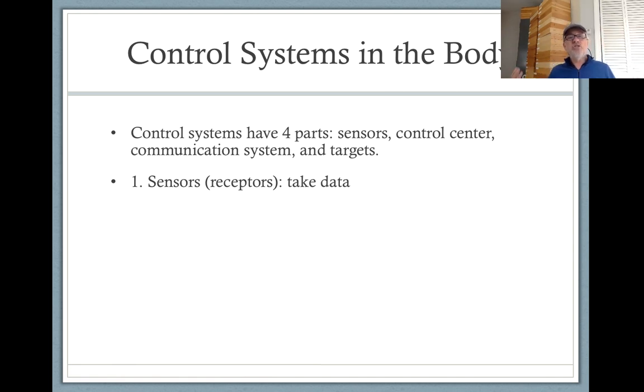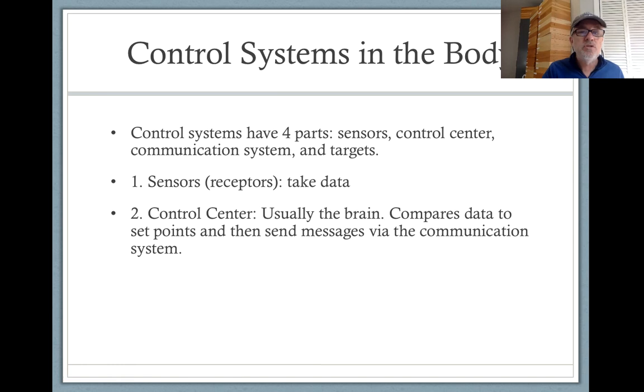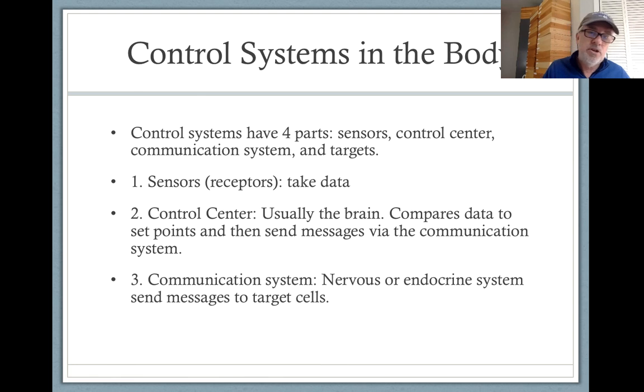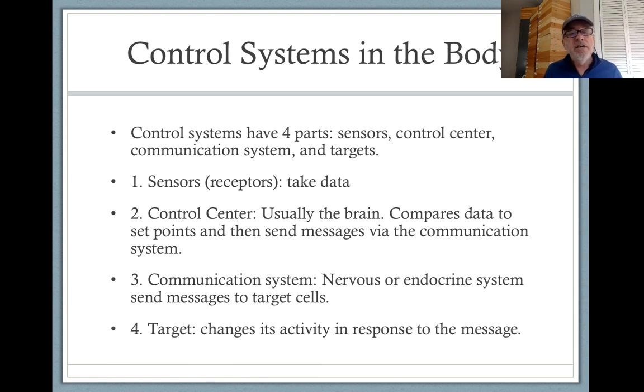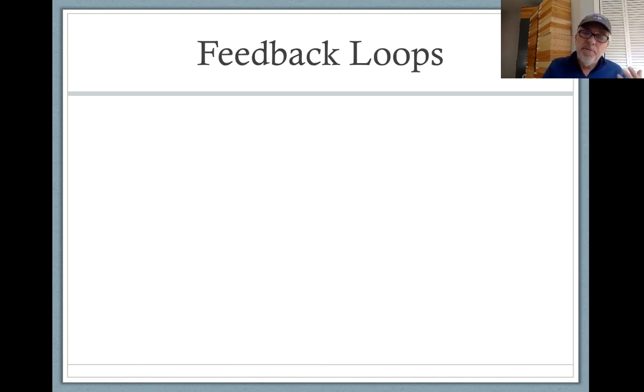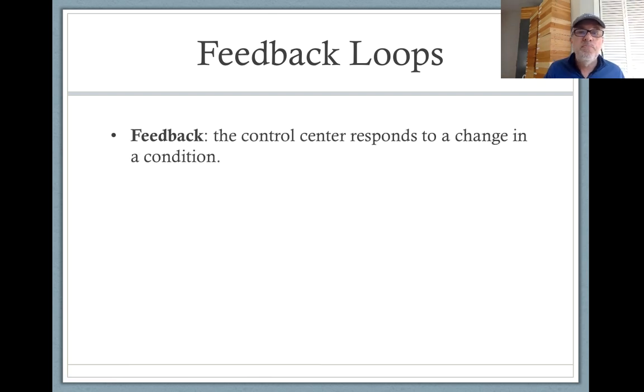So the sensors take data. Makes sense. The control center, which is usually the brain, compares the data with set points, what's supposed to be normal, and then sends messages via the communication system. The communication system, which is usually the nervous system, but can also be the endocrine system, sends messages to the target cells. And finally, the target changes its activity in response to the message. It does something in response to that message. We're going to see some examples of that, but first let me talk about feedback loops.